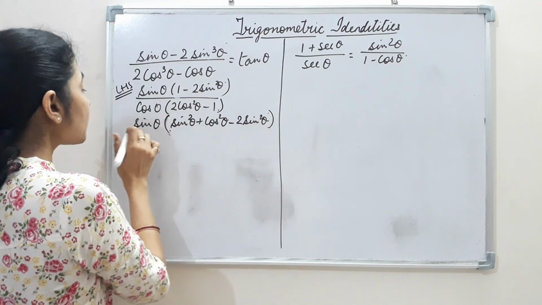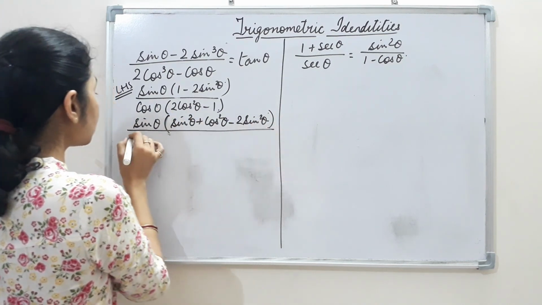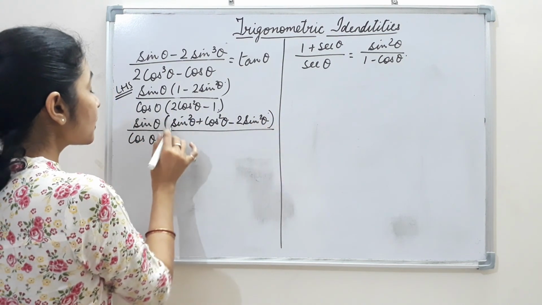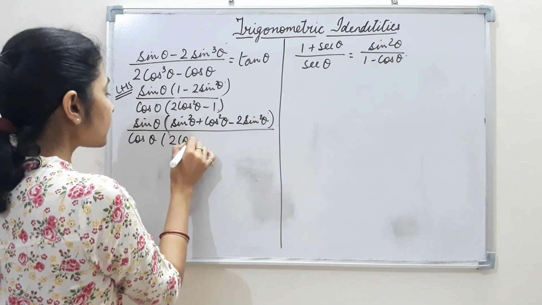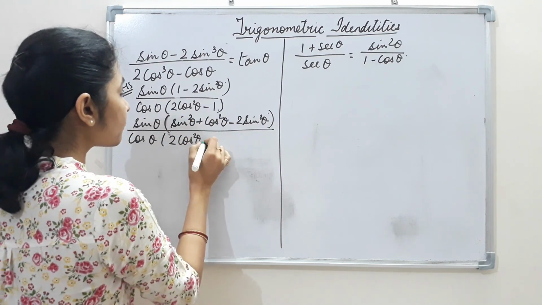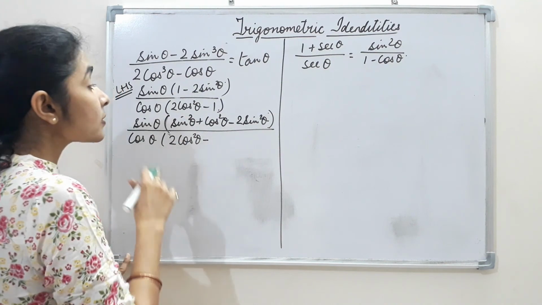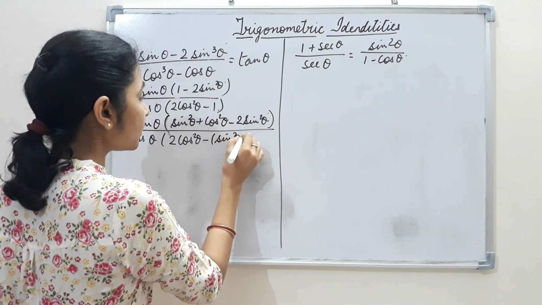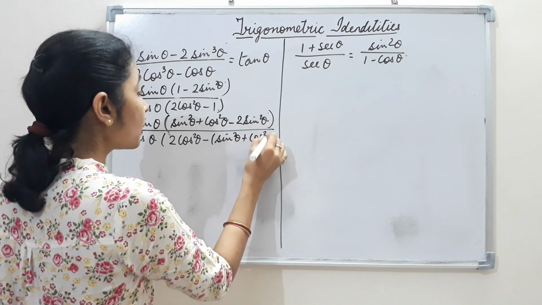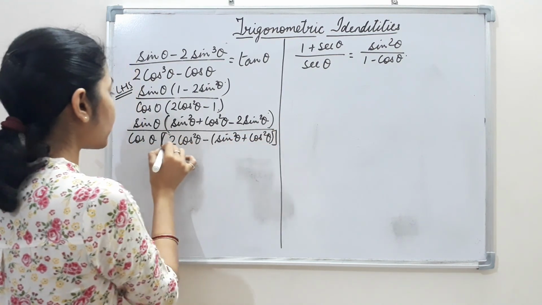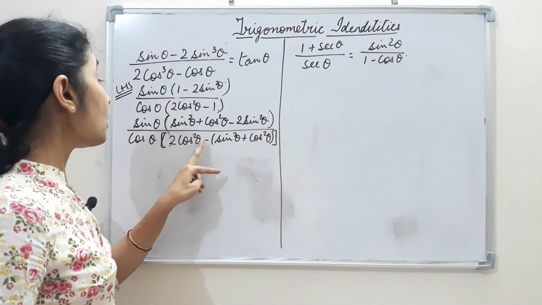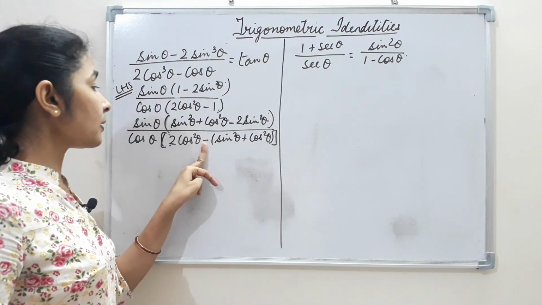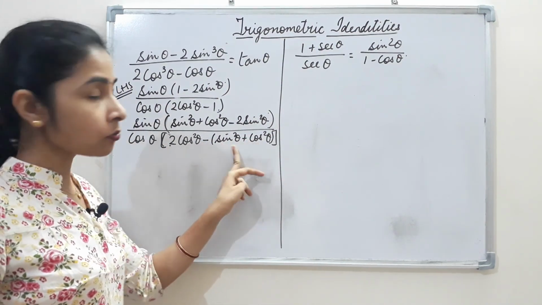Now next, in the denominator also I will use the same thing. Cos theta remains as it is. 2 cos square theta also remains as it is, and this 1 I am changing into sin square theta plus cos square theta. Now here I will use a box bracket, because inside also we are having a bracket. Due to this minus sign, both of them will change into negative.